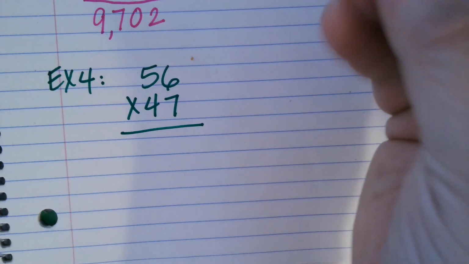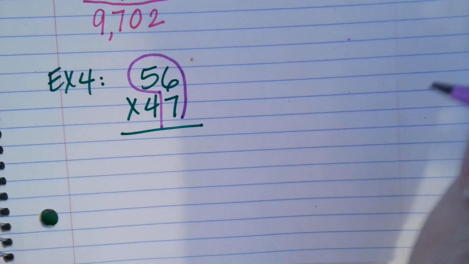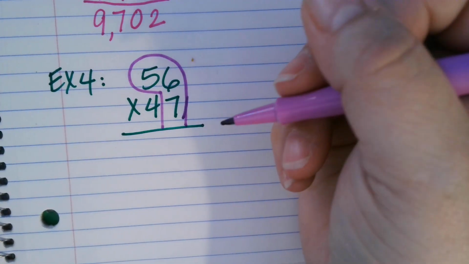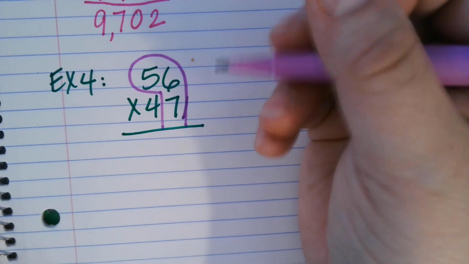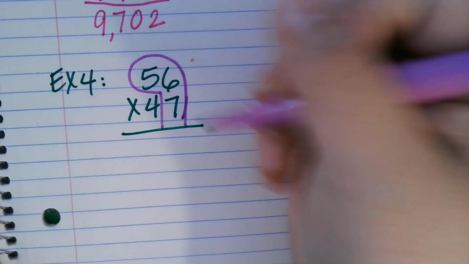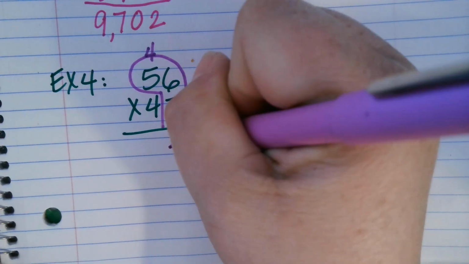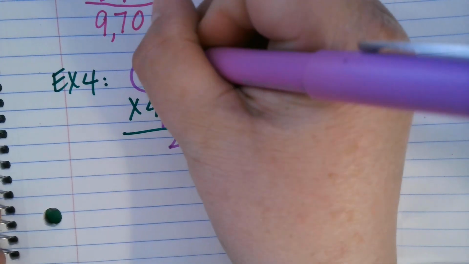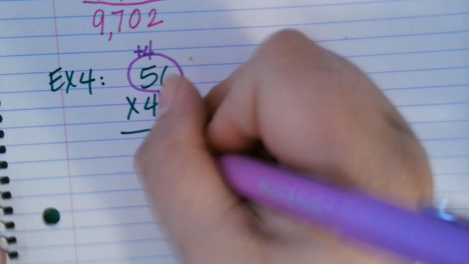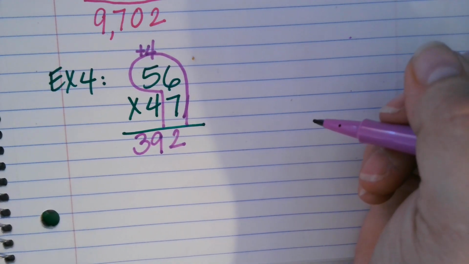Step 1. Draw that turtle head. I first thought of dinosaur. Well, you could draw a dinosaur, I don't care. Step 2, I'm going to multiply inside. 7 times 6 is 42. Carry your 4. Put your 2 in the ones column. 7 times 5 is 35, plus 4 is 39. And I'm going to write that out next to the 2 because there's nowhere else to carry.